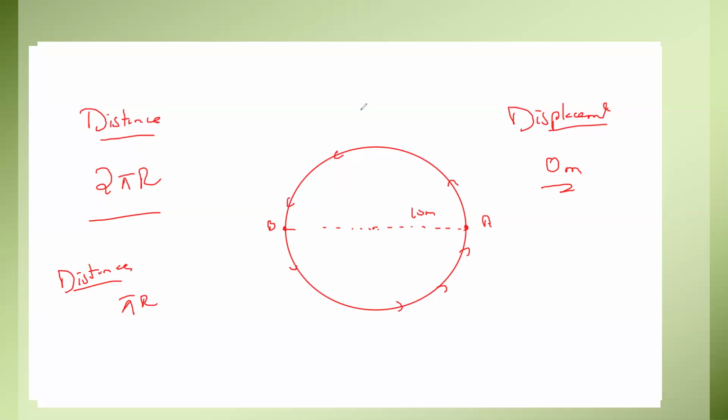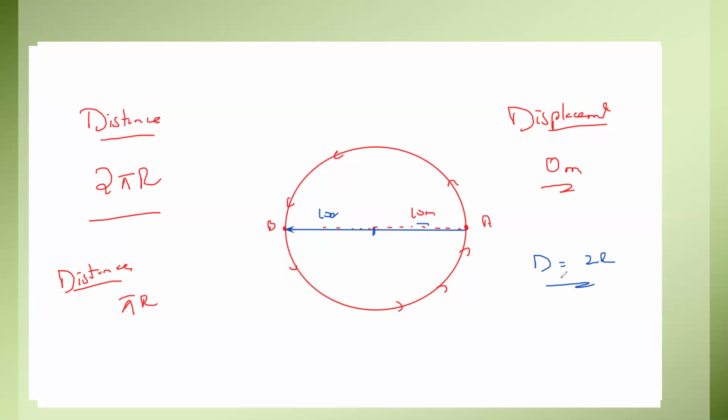But what about the displacement? Displacement is the distance from the start till the end. So it starts from here and it reaches position B. So what will be the displacement of this object? Displacement will be equal to double the radius, or the diameter. So this is 10 meter, this is also 10 meter. So in that example, the displacement will be equal to 2r.